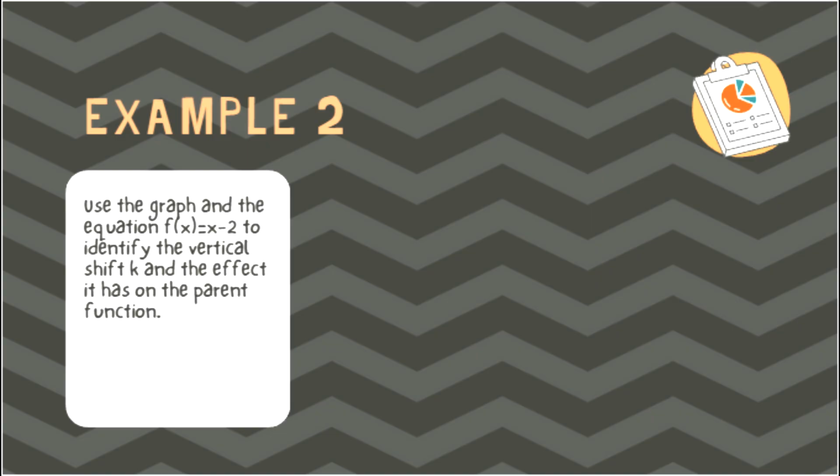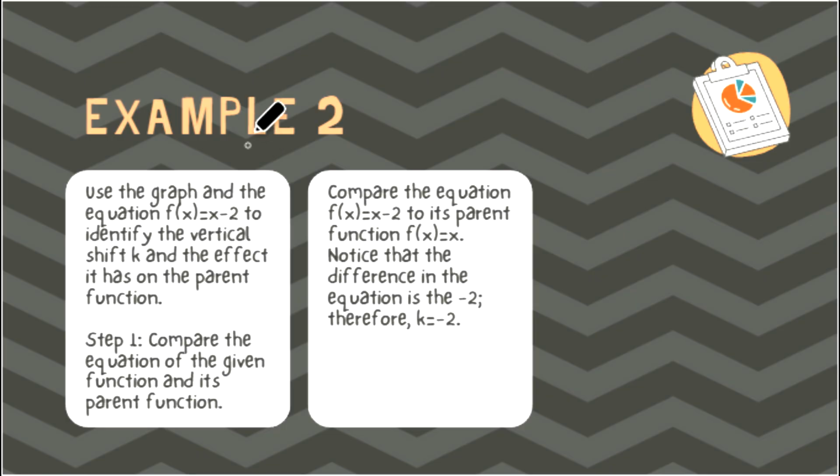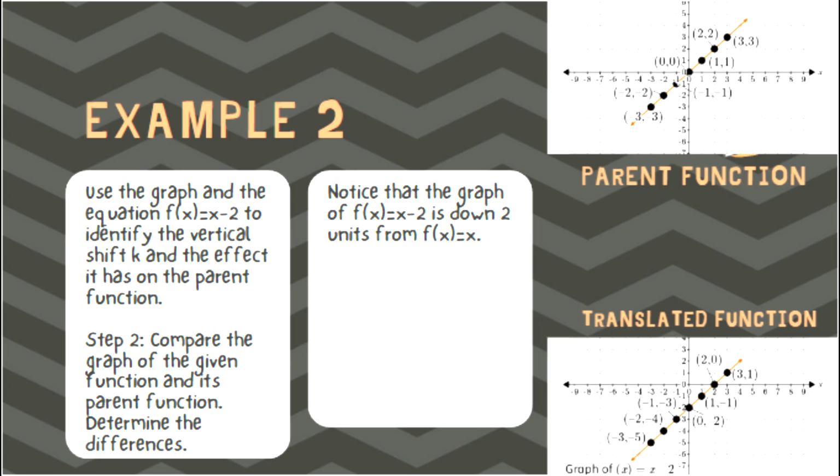Example 2, use the graph and the equation f of x equals x minus 2, which is our translated function, to identify the vertical shift k and the effect it has on the parent function. The vertical shift is simply this extra number. The parent function is just f of x equals x, and anything that might be attached to x, like a square root or an exponent. Okay, so that means k is -2. That easy. Don't overthink it.